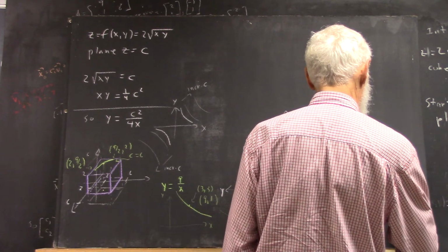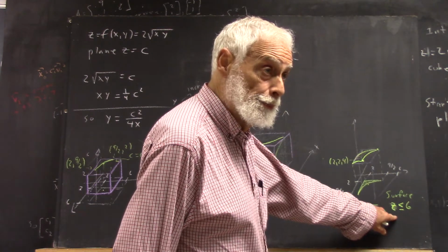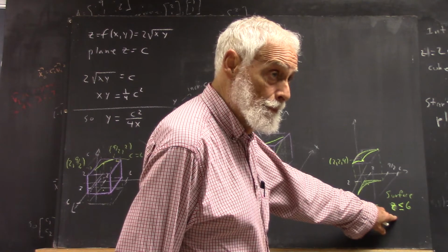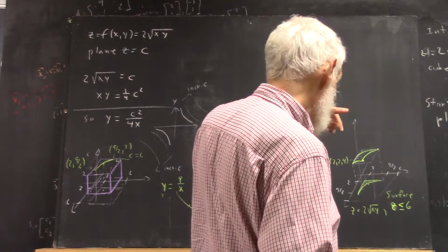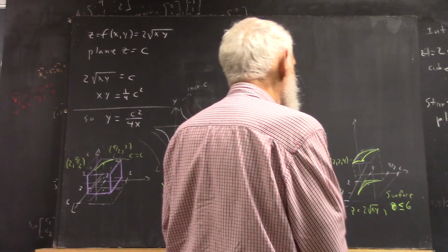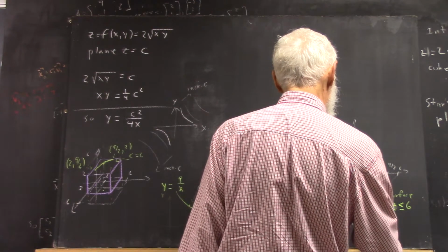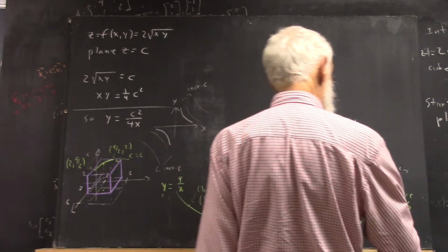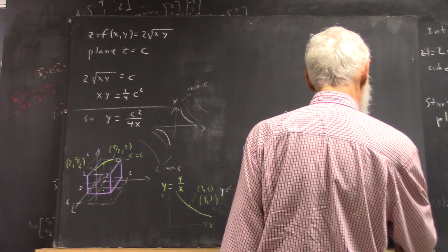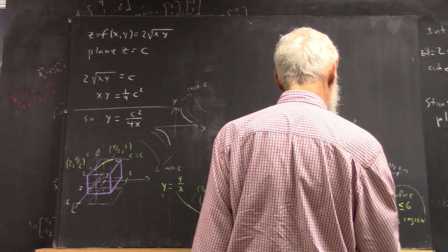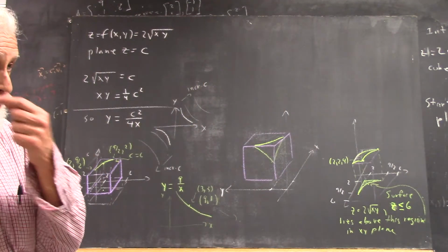I could write this as a surface 2 squared of xy, z less than or equal to 6. Okay? Because as soon as we get beyond here, curving upwards, z is no longer less than or equal to 6, right? It lies above this region in the XY plane. Okay?